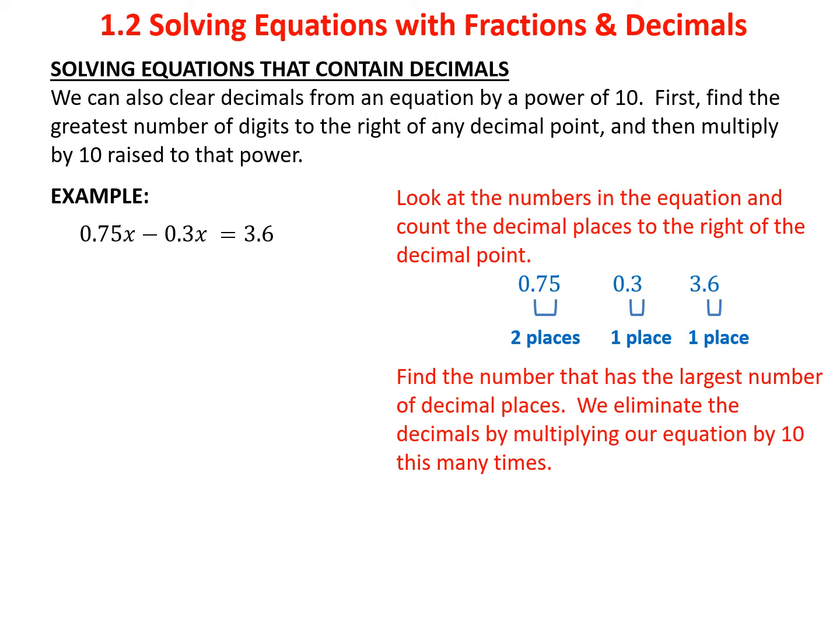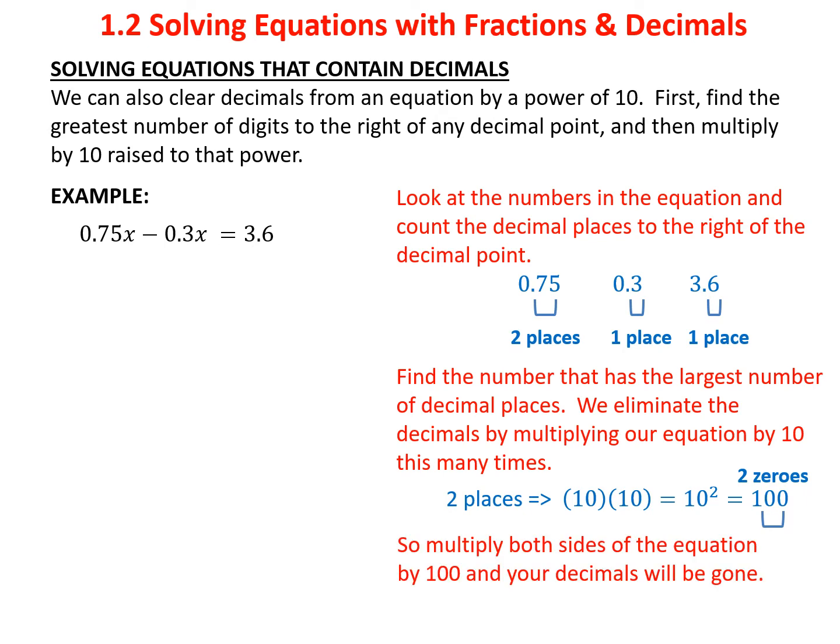So I'm going to end up multiplying my equation by 10 two times. Or you can look at it this way: because the largest number is 2 places, I'm going to multiply by 10 two times, 10 times 10. I can think of that as 10 squared, or I can just say I'm going to multiply by 100. Notice that my 100 has 2 zeros. That might be a way to help you too. I'm moving over 2 places, so I need one with that number of zeros. Okay, so we're going to multiply our equation by 100, both sides again.